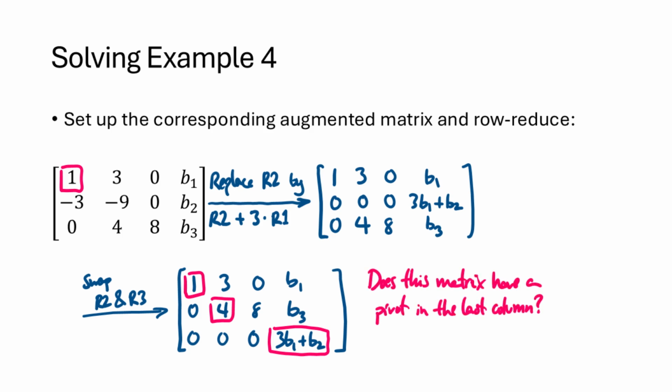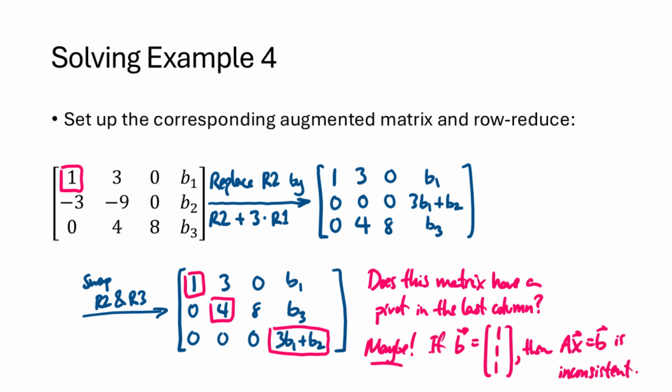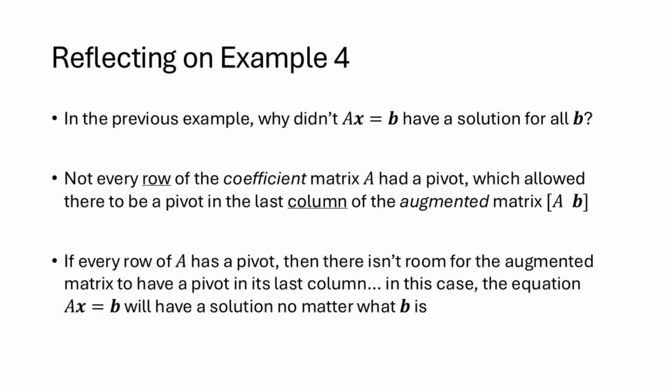Does this matrix have a pivot in the last column? We see a formula there, but that doesn't necessarily mean that there's a pivot in that location. Well, it might be a pivot. We could find values for B1 and B2 that make that formula be a non-zero value. So for example, if B is the vector 1, 1, 1, then 3B1 plus B2 works out to be 4. That means that lower right-hand corner would be a pivot. It doesn't have to be a pivot, but because there's a value for the vector B for which we do have a pivot in the last column, that means for that B, and presumably other values of B, this equation is inconsistent. So let's think about what we've just done.